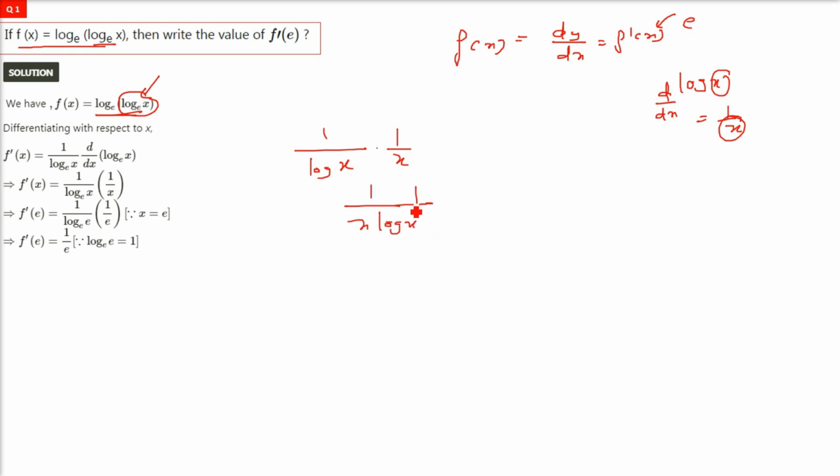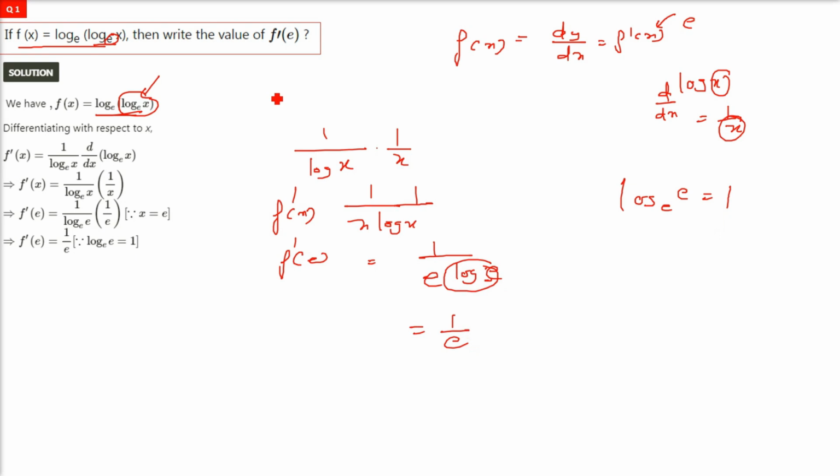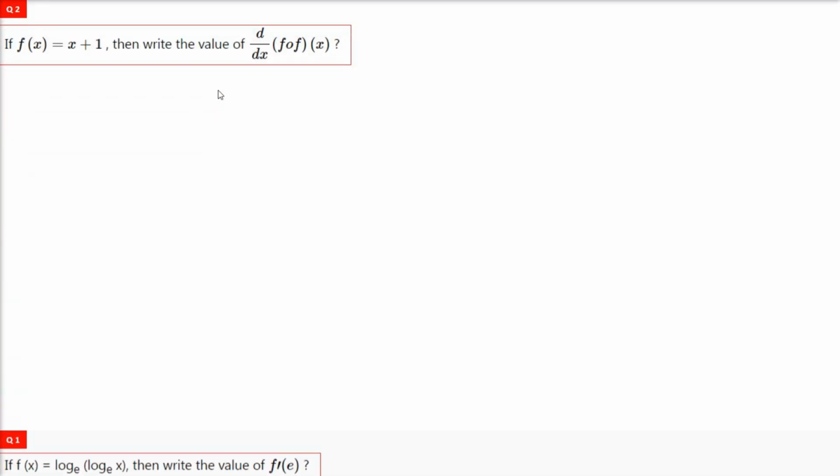Okay, the question is saying, write the value of f'(e). So you have to find out f'(e). Put x as e here. So 1 by e log e, I am replacing x by e. Now why is the base given as e? Because log base e of e is 1. So 1 by e is the answer.